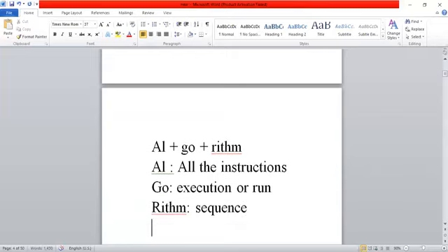Now combine the meanings of these three words. What is all? All the instructions. Go means executing or running. Rhythm means sequence. Now we got the meaning. We got the definition of an algorithm: all the instructions are executed in a sequential manner. This is the definition of an algorithm.